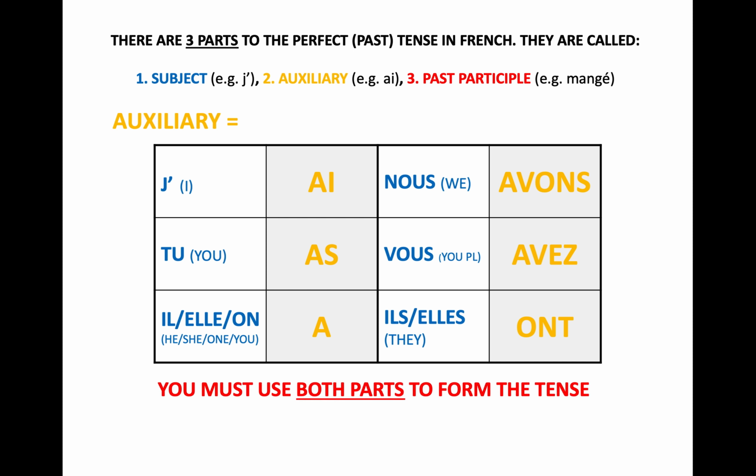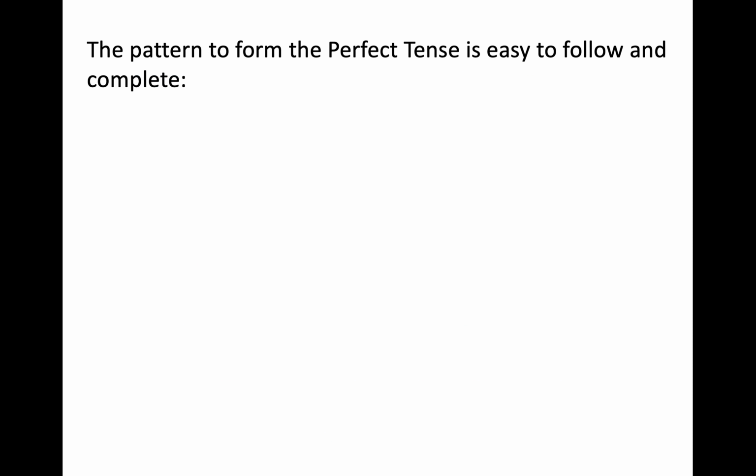If you don't use both parts, the subject and the auxiliary together, you write something like je mangeais, it's incorrect. It doesn't make sense and you run the risk of not getting any credit in the exam for referring to the past as you want to. It needs to be j'ai mangé. The subject is in blue, the auxiliary is in yellow, and the past participle is in red. Without all three of those elements, you're not going to be accurately able to form the perfect tense.